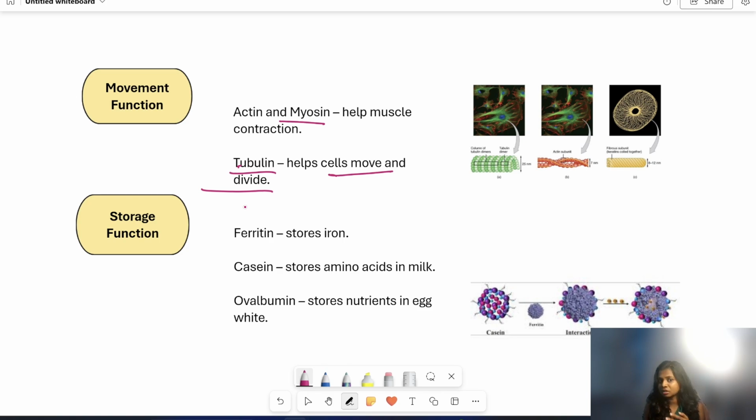When talking about the storage function, storage proteins act like a refrigerator. They keep nutrients for later use. Ferritin, casein, and ovalbumin are some of the storage proteins. Ferritin stores iron. Casein stores amino acids in milk. And ovalbumin stores nutrients in the egg white.